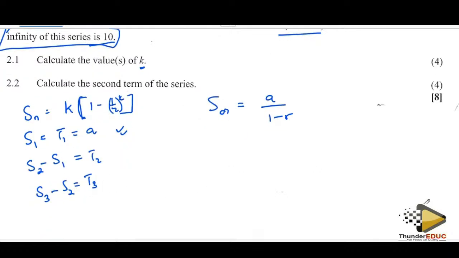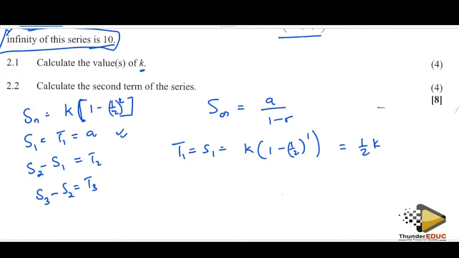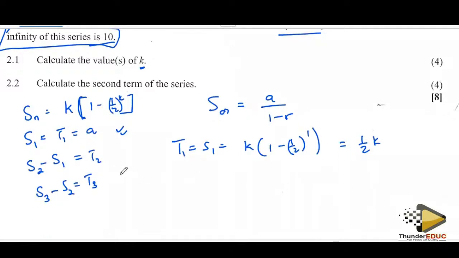So I'll say that my T1, which is the same as S1, I'll replace 1 into the formula. So that is K into 1 minus a half the exponent of 1. And that will give me a half K. So that is a half K. That is my first term. Let me try to get my second term from my S2.